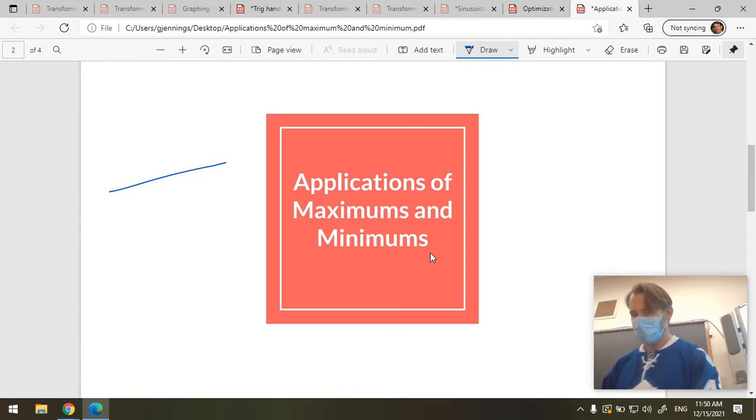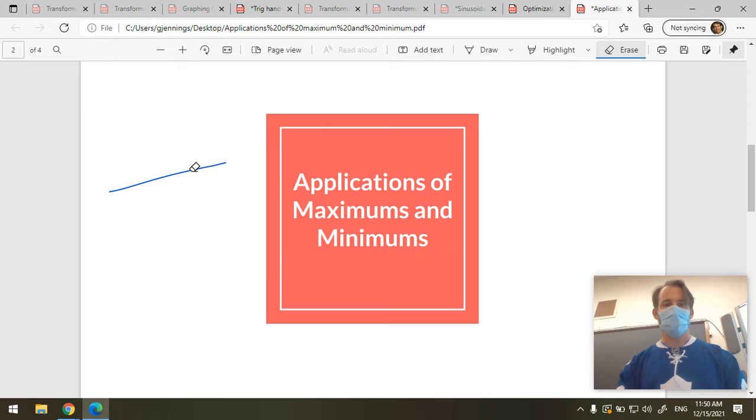Oh my goodness, my XY plane there is a little bit tilted, isn't it? So here, yeah, there we go.